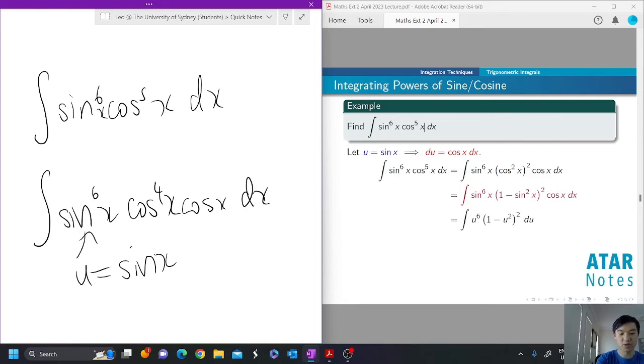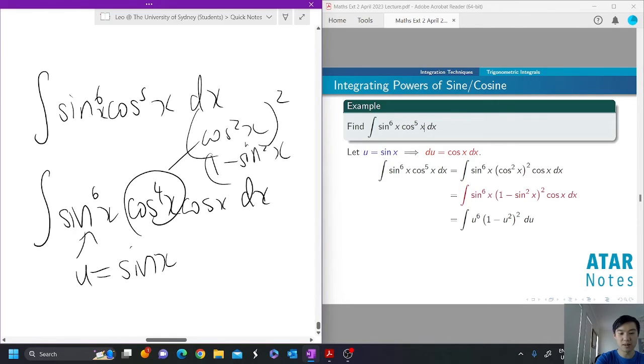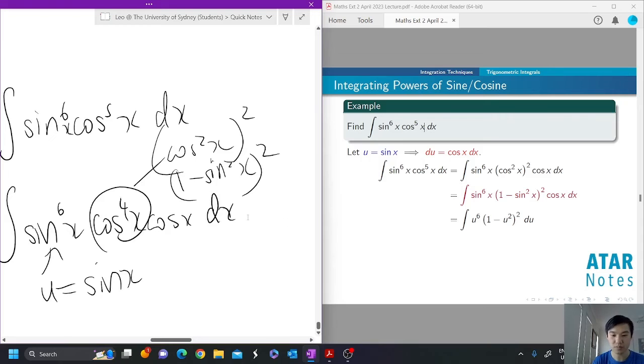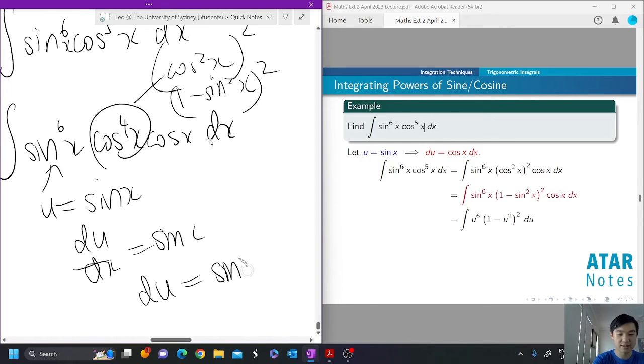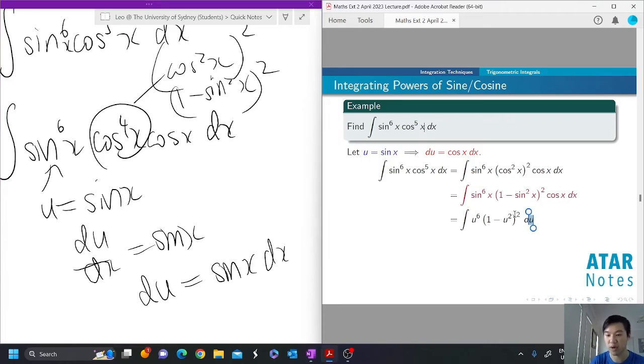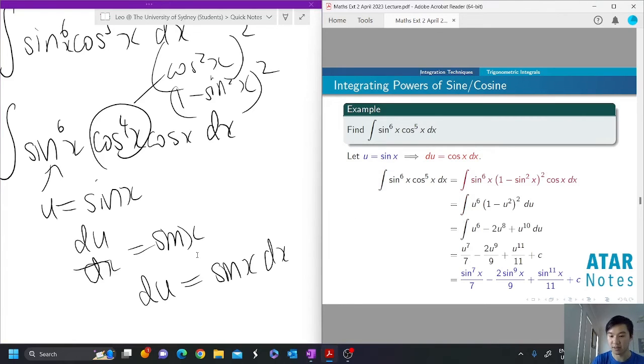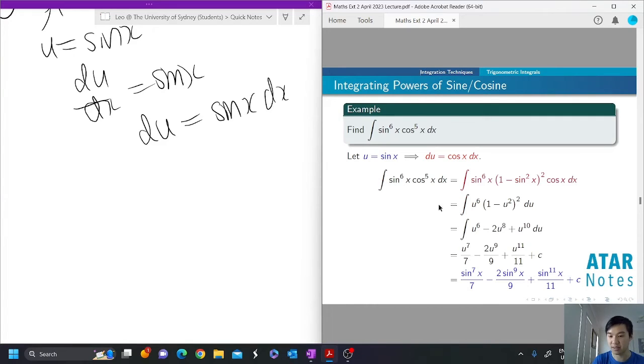So this will become in terms of u. Here, cos to the power of 4 is the same thing as cos squared x, squared, so then you can use your trig identities for that. When you do du dx equals cos x, you get that du is equal to cos x dx. So this cos x dx becomes a du. Then we get u to the power 6 times 1 minus u squared, squared. And afterwards, you can expand the brackets, then integrate like normal, then replace the u's with sines.